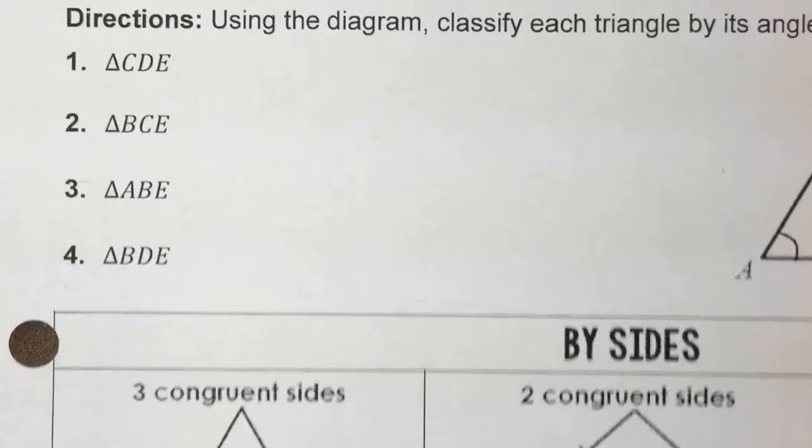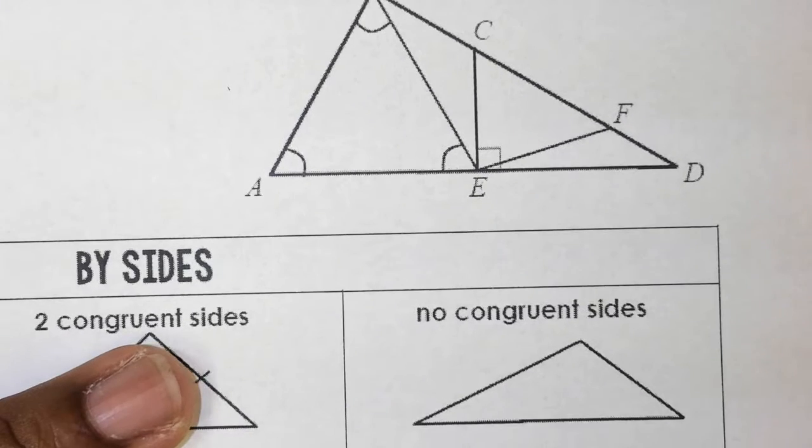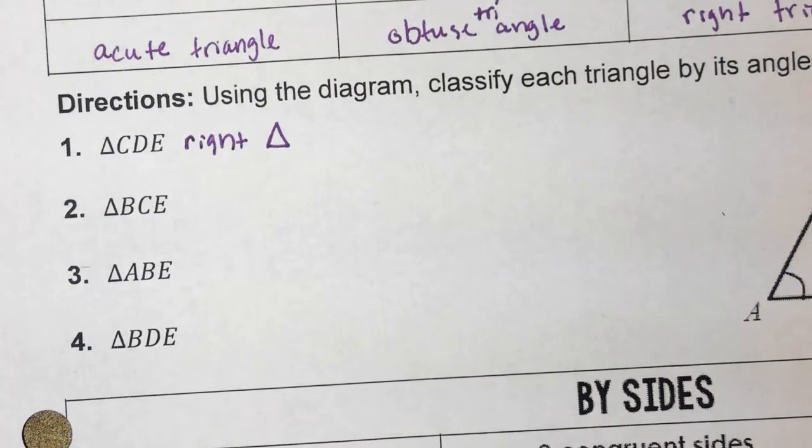One, the first one says triangle CDE. We classify this by its angles. One, triangle CDE, classify that one by its angle for me. A little bit louder. It's a right triangle. I'm going to abbreviate with the symbol.